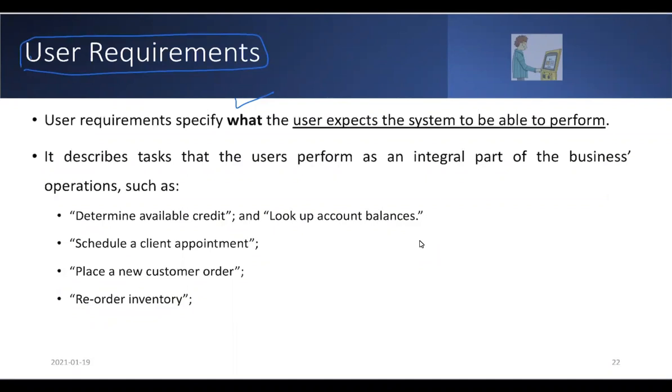User requirements actually describe those tasks that the user performs as an integral part of the business operation, including but not limited to determining available credit and looking up account balances. These are examples. Scheduling a client appointment, placing a new customer order, or even reordering inventory. So the user will state clearly what they are expecting the system to be able to do. These are the user requirements.